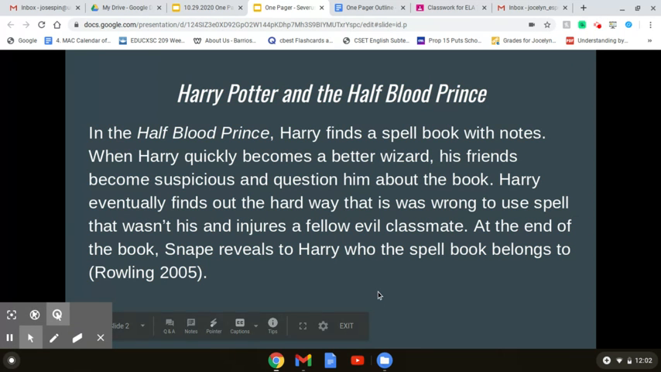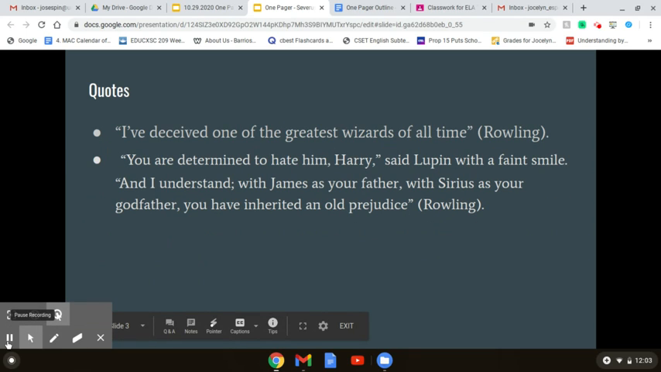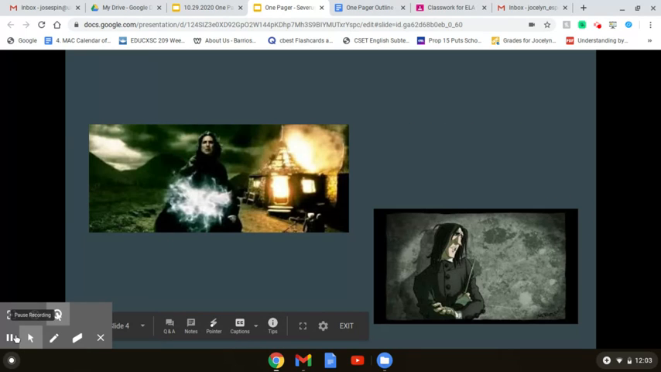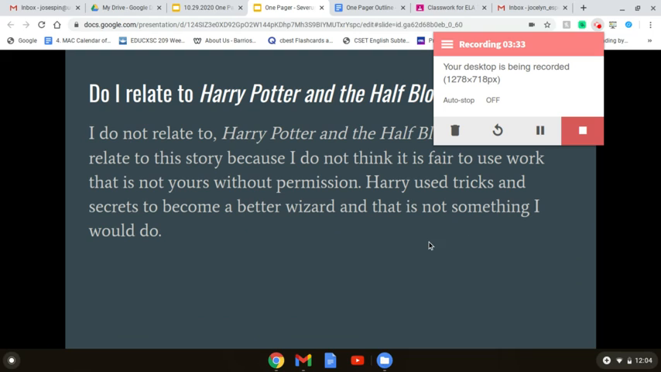Here I have my summary page and what that would look like. I'm using Harry Potter as an example. Here I have my quotes. I have 2 pictures that I felt described what I was talking about in my summary and in my quotes. And I have my sentences on why I don't relate to Harry Potter and the Half-Blood Prince.